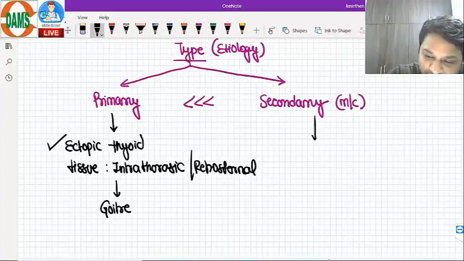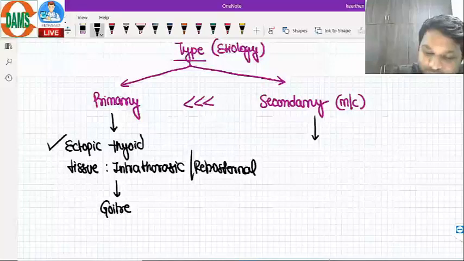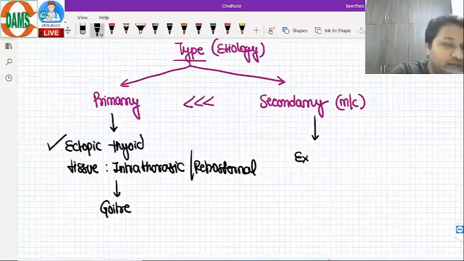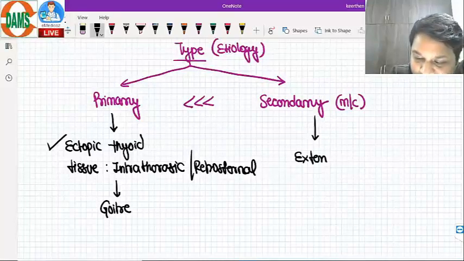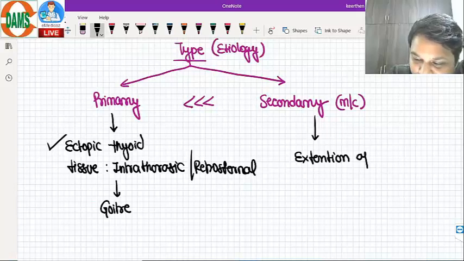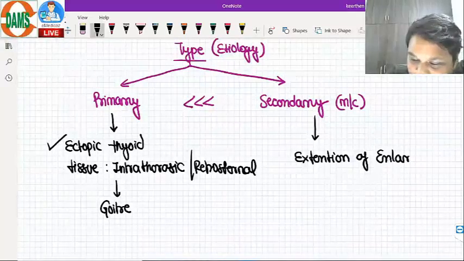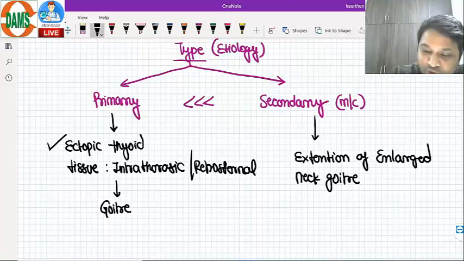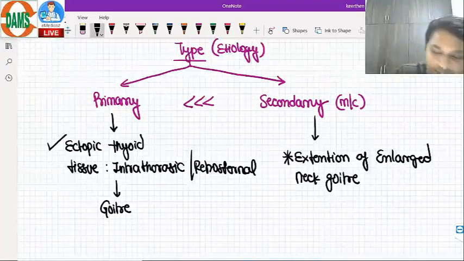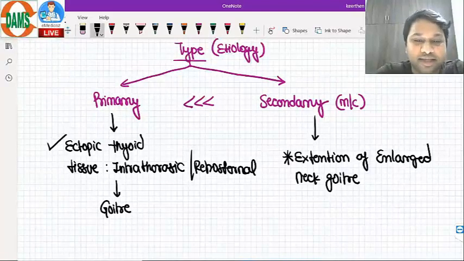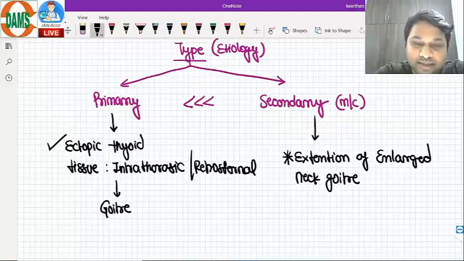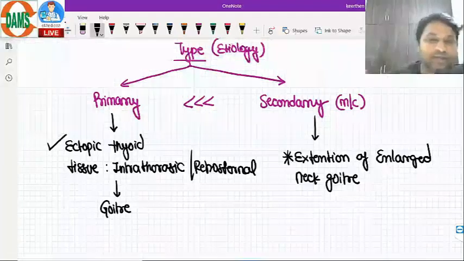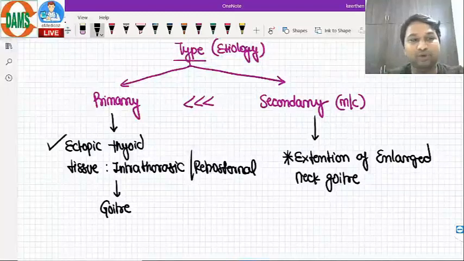Now, the secondary retrosternal goiter is an extension of an enlarged neck goiter. Extension of an enlarged neck goiter is referred to as secondary goiter. Remember, the secondary retrosternal goiter is far more common when compared to the primary retrosternal goiter.